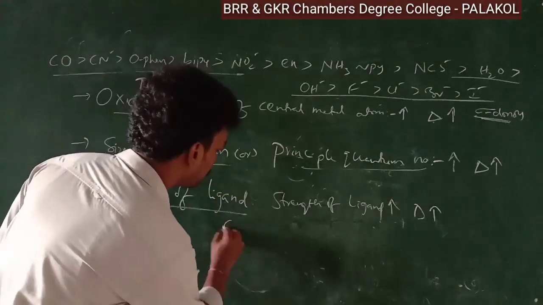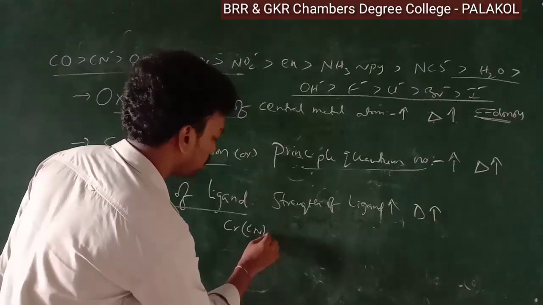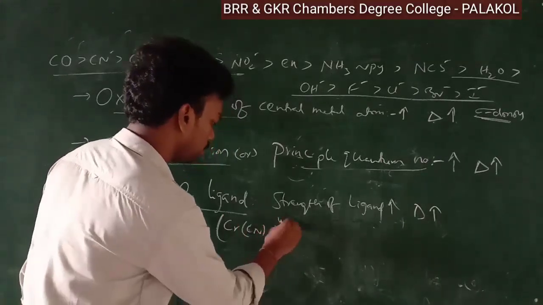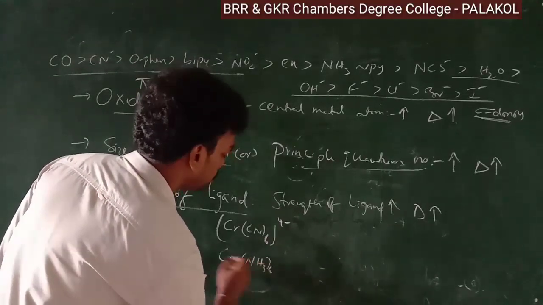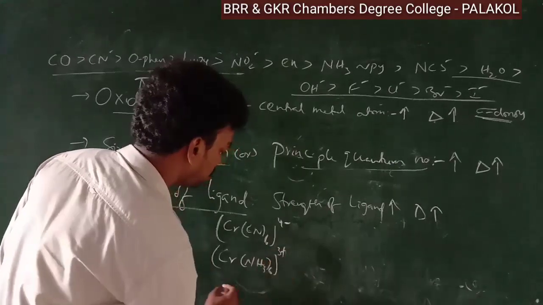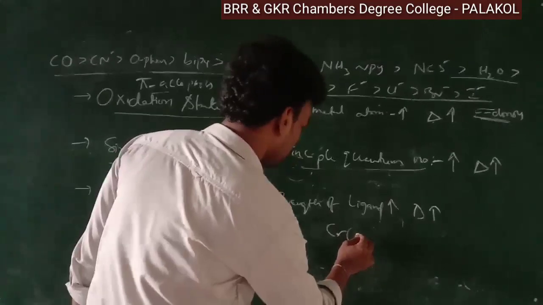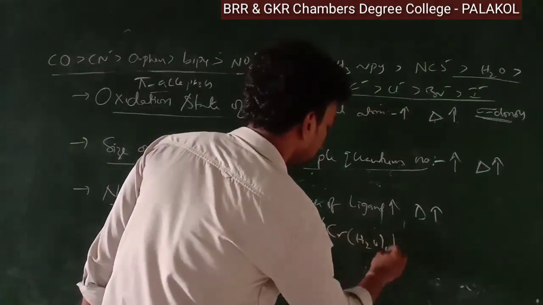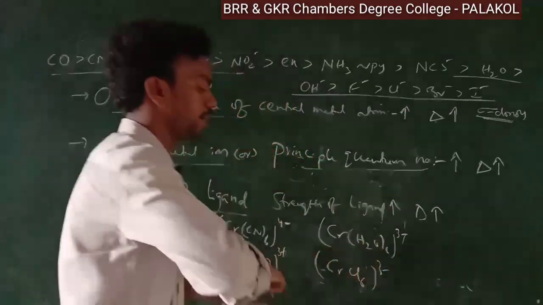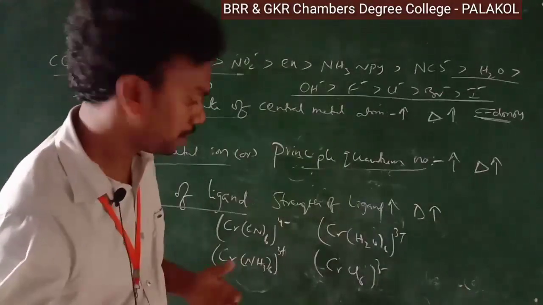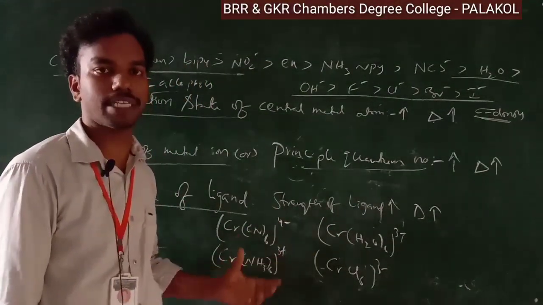I am giving you a few examples: [Cr(CN)6] 3 minus, [Cr(NH3)6] 3 plus, [Cr(H2O)6] 3 plus, and [CrCl6] 3 minus. Here I am giving you four examples. Which complex has the higher CFSE?